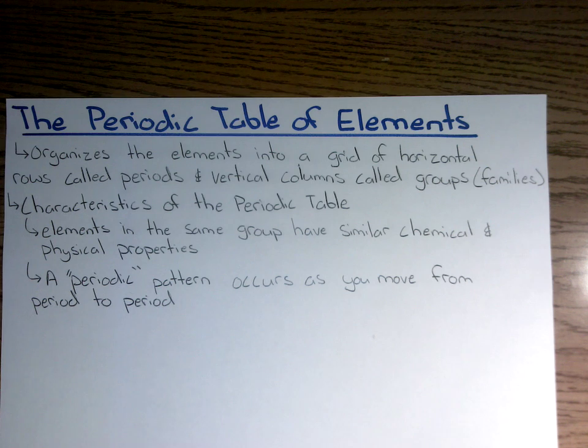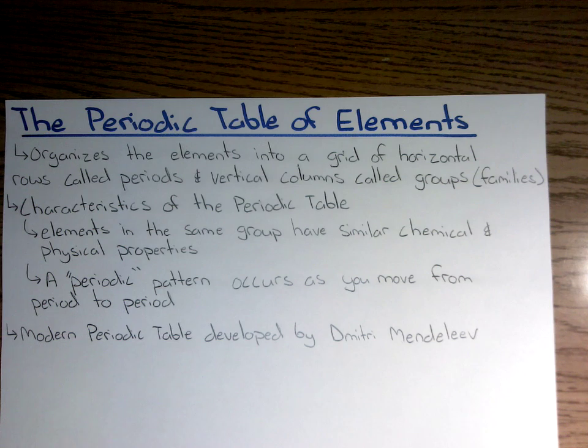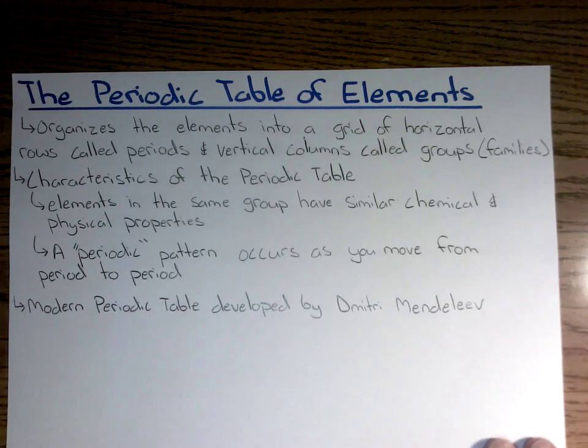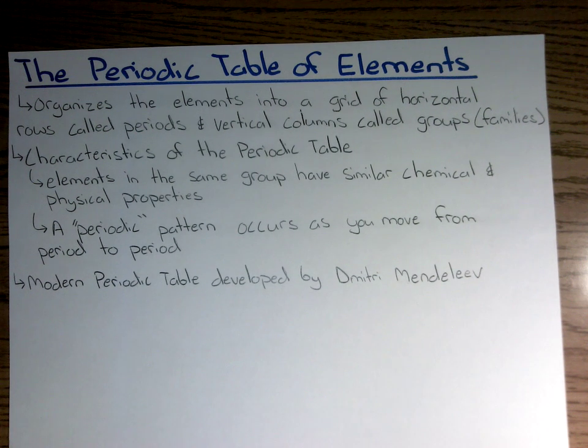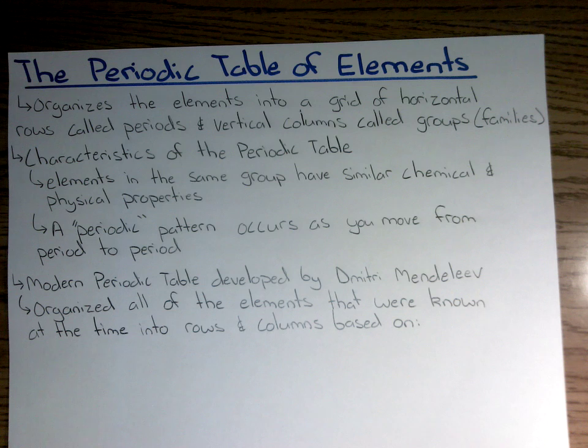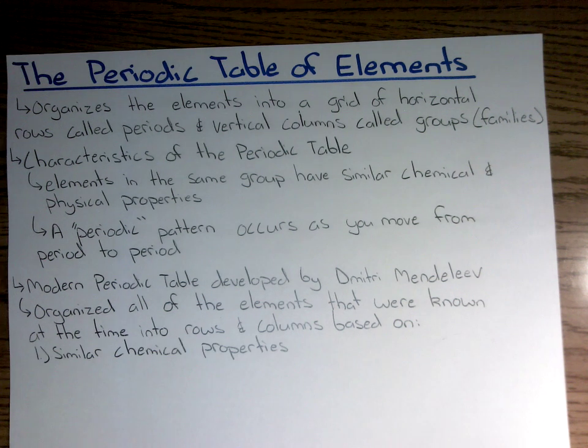Now, the modern periodic table was developed by a Russian scientist named Dmitri Mendeleev. We'll learn more about Dmitri Mendeleev and what he did for chemistry, but in general, what he did was organize all of the elements that were known at the time into rows and columns based on two things. Number 1 was similar chemical properties. And the second thing was their masses.